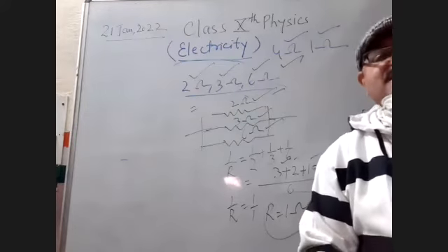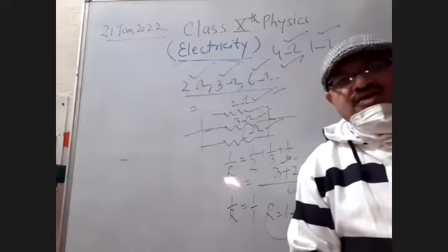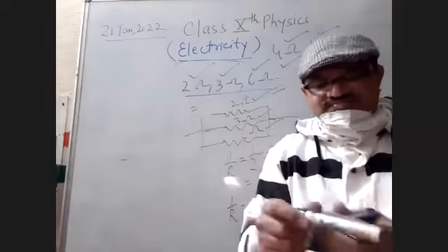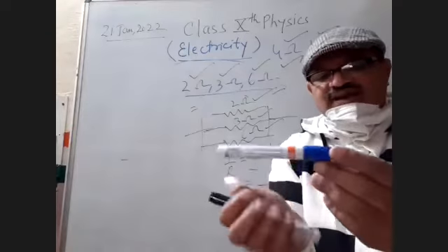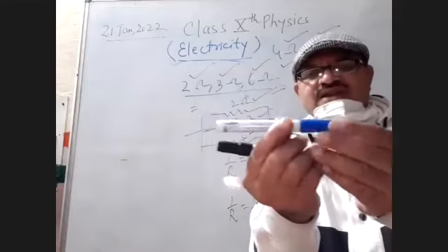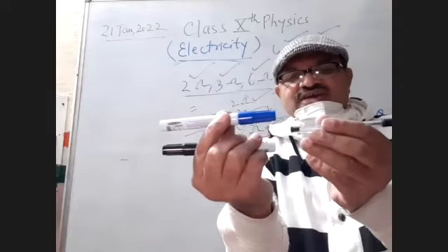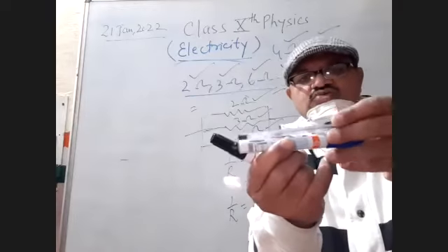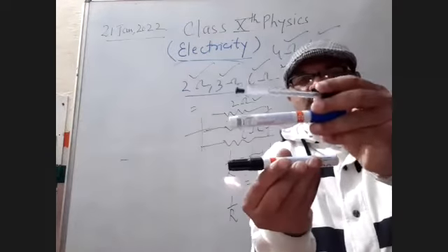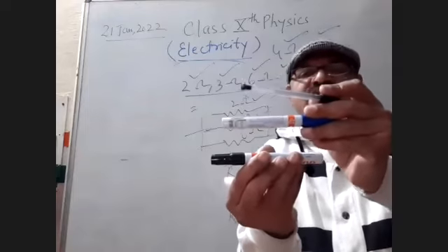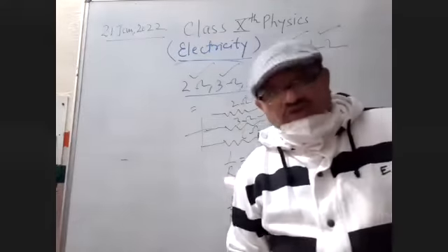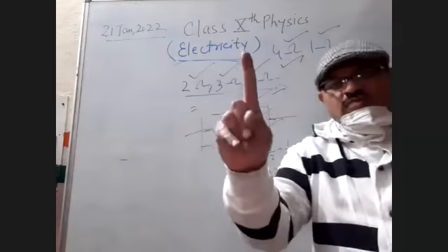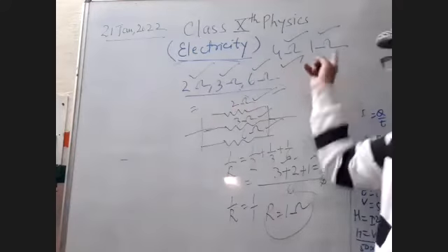So what we have concluded is that in the first case, one resistance should be in series and the other two resistances should be in parallel. In the second case, all three resistances, 2 ohm, 3 ohm and 6 ohm, if they are connected in parallel, then my net resistance will be 1 ohm. Clear, students? Now we have reached the second answer also.